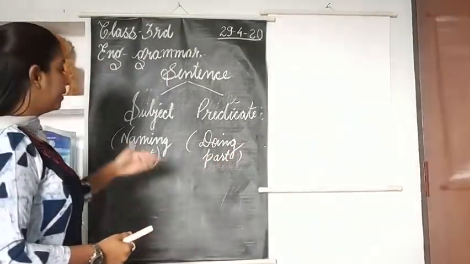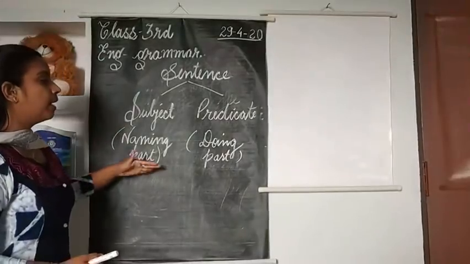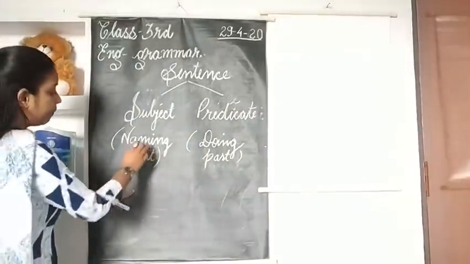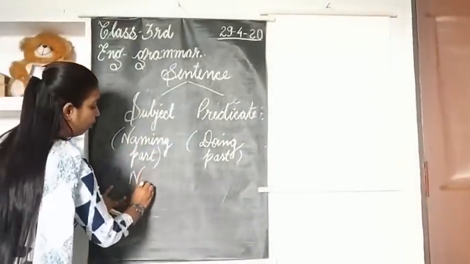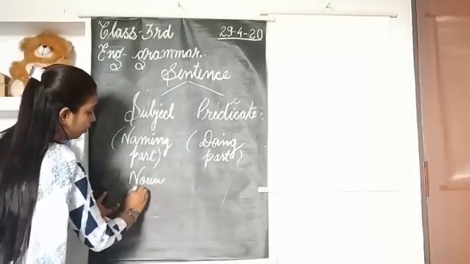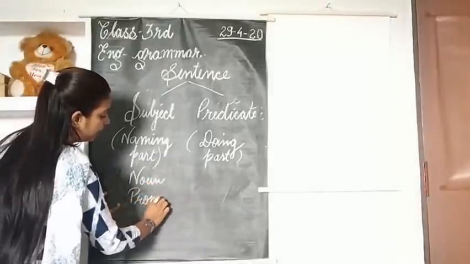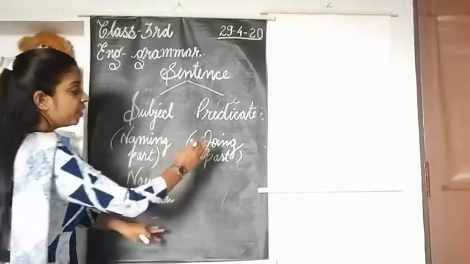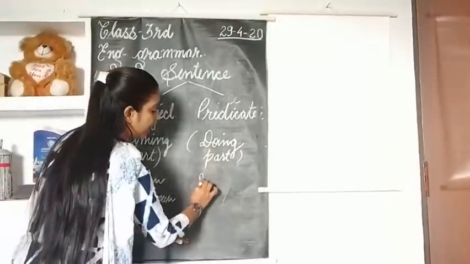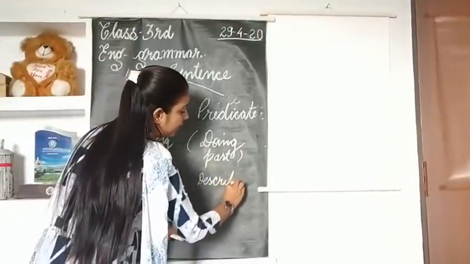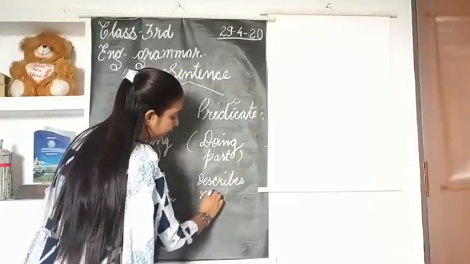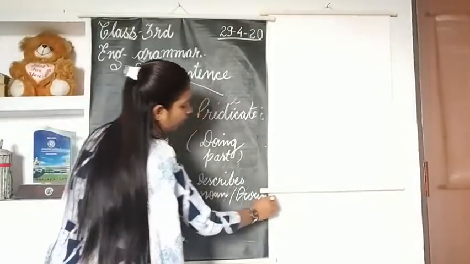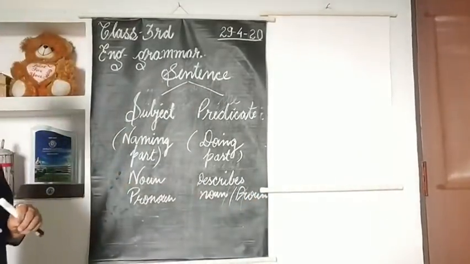Now what you need to understand first is what is naming part and what is doing part in a sentence. Now see, children, naming part comprises of noun or pronoun. And doing part describes this noun or pronoun in a sentence.